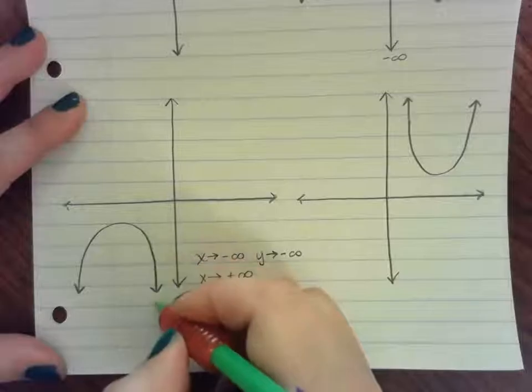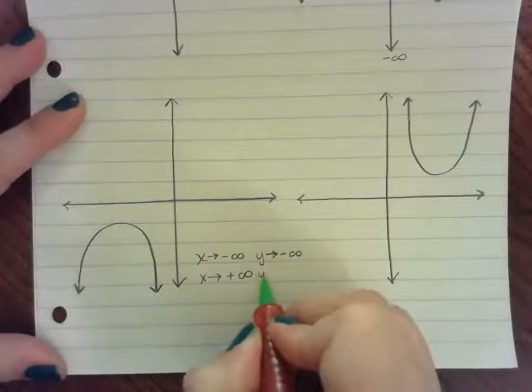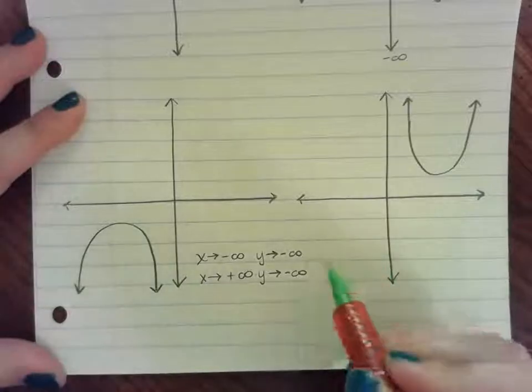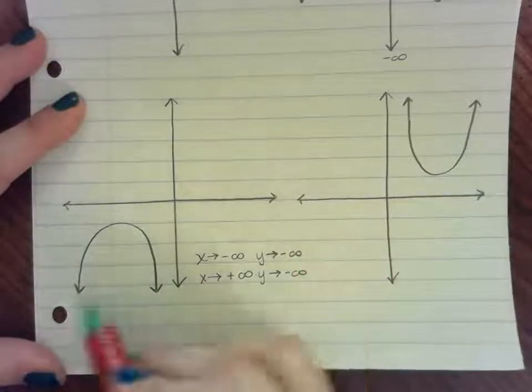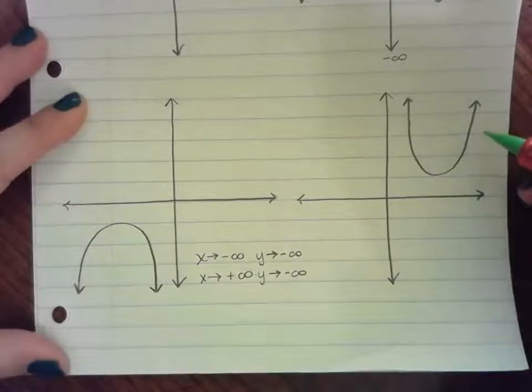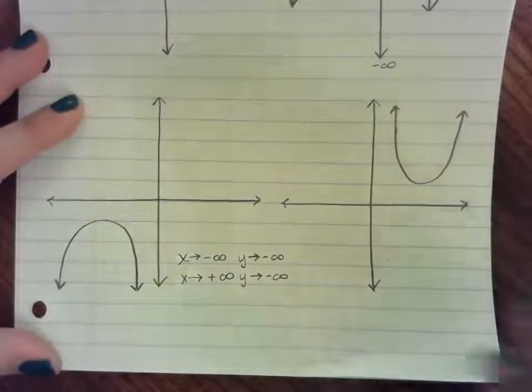And then on this side, we also are going down, so y goes to negative infinity. With parabolas, it's either going to be negative infinity and negative infinity, or positive infinity and positive infinity, like this graph over here.